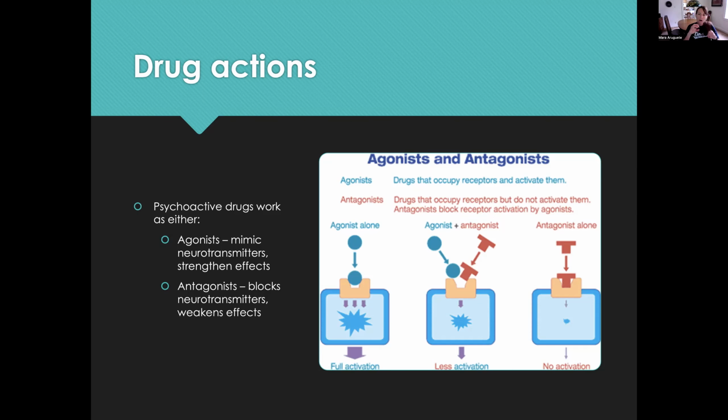So we classify those drugs as either what we call agonists or antagonists. The agonists will mimic the neurotransmitters. They'll strengthen the effects of a neurotransmitter. An example of one might be serotonin. A serotonin agonist will increase the amount of available serotonin. It will strengthen the effects of serotonin. Whereas the antagonist might block serotonin and actually make the effect less. So it's going to weaken the effect.